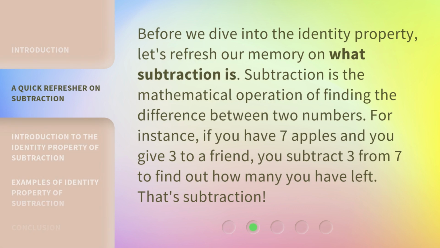Before we dive into the identity property, let's refresh our memory on what subtraction is. Subtraction is the mathematical operation of finding the difference between two numbers. For instance, if you have 7 apples and you give 3 to a friend, you subtract 3 from 7 to find out how many you have left. That's subtraction.